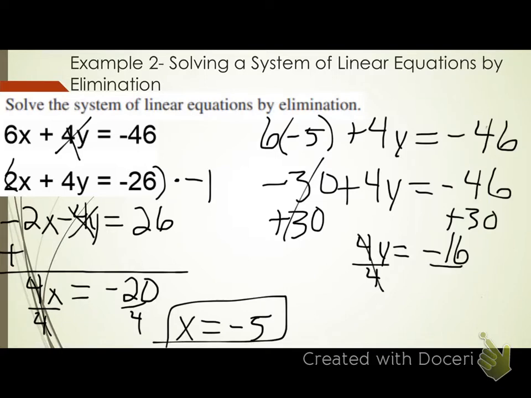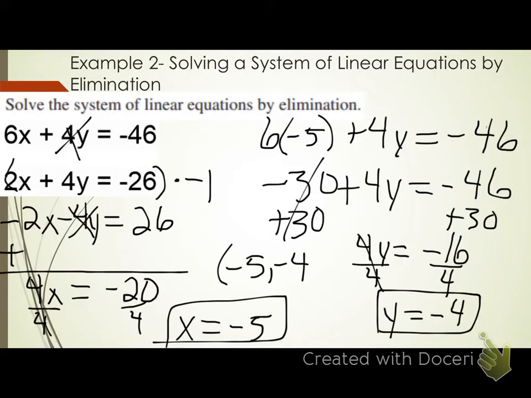Divide by 4. What does that give me for y? Negative 4. So what is my answer here? Negative 5, comma, negative 4. Questions how I got that? If they ask you to check your solution, do I want you to check it? Yes, I do. Any questions on example 2?